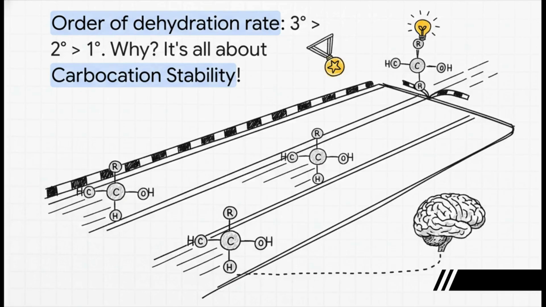If you said the one that forms the most stable carbocation, you are 100% correct. The order is tertiary is faster than secondary, which is faster than primary. The logic is exactly the same as the Lucas test. A more stable intermediate means a faster reaction. This is a classic CUET reasoning question.